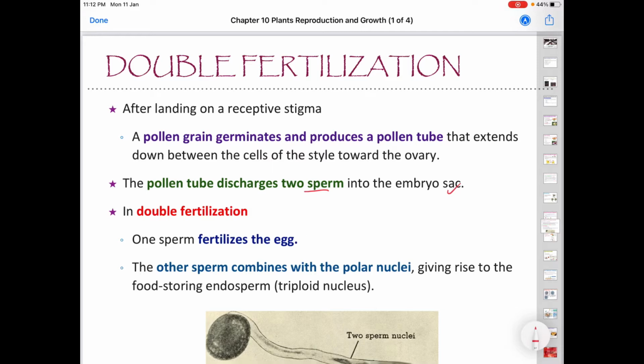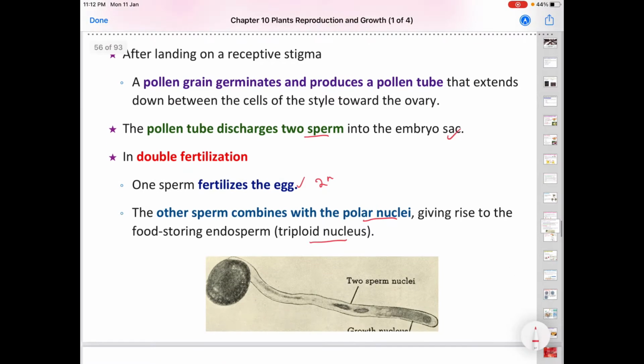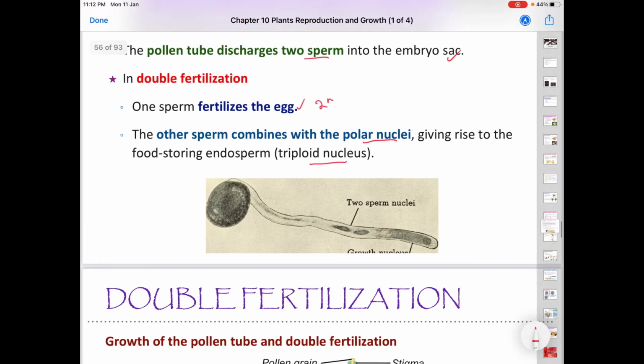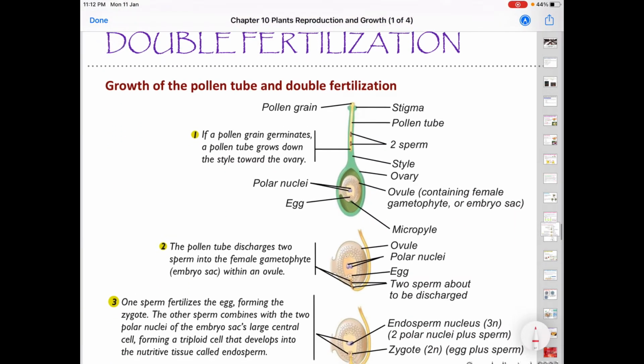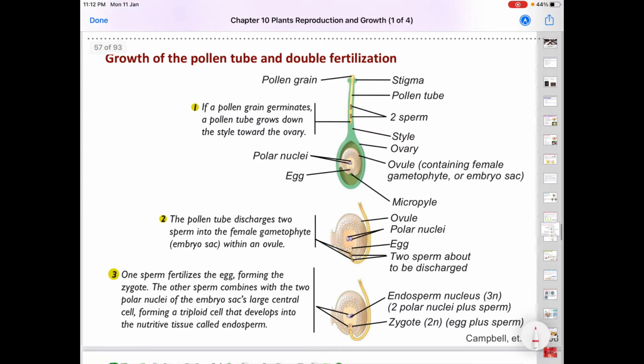Then one sperm will fertilize the egg to form a zygote, and the other sperm will combine with the two polar nuclei and form the triploid nucleus of the endosperm. So these are the images of the two sperm nuclei going to the embryo sac in the female gametophyte. So this is the process.